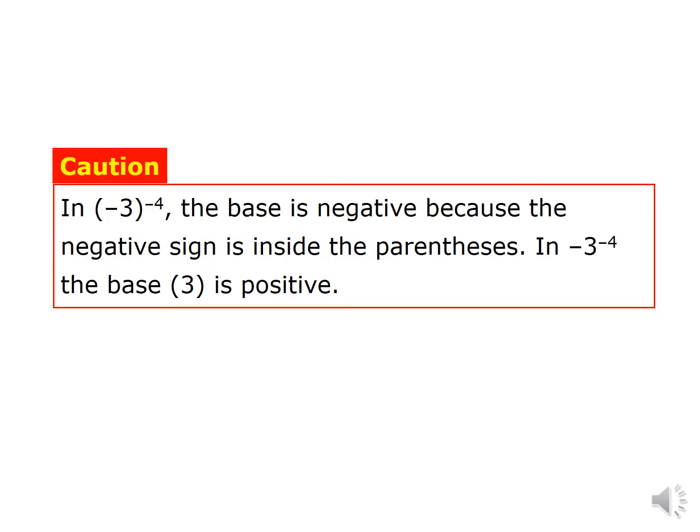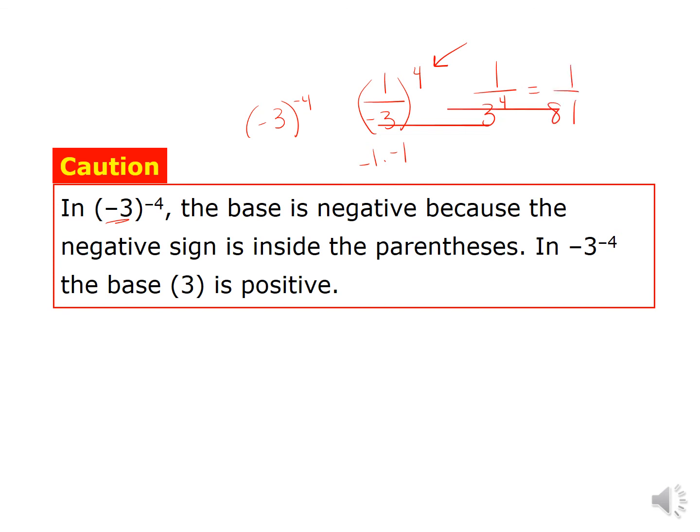Okay, be careful. In this example, the base is negative because the negative sign is inside the parentheses. So this would be negative 3 to the negative 4 would be 1 over negative 3 to the 4th. If your exponent is even, the negative is going to be gone because even number of negatives cancels each other out. Negative 1 times negative 1 is 1. So any even number will always cancel out. So this becomes 1 over 3 to the 4th, which is 1 over 81.